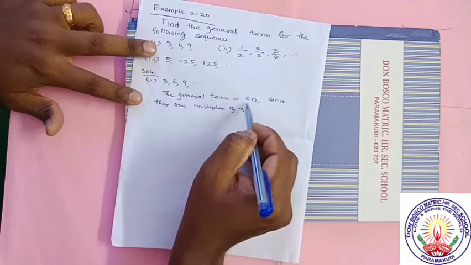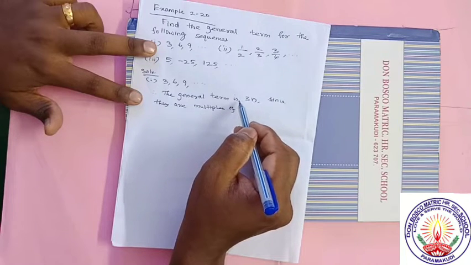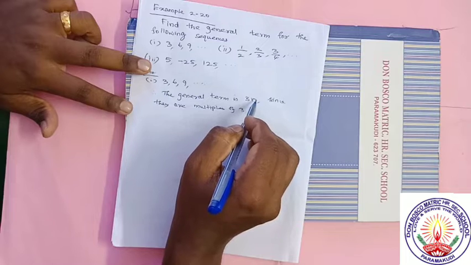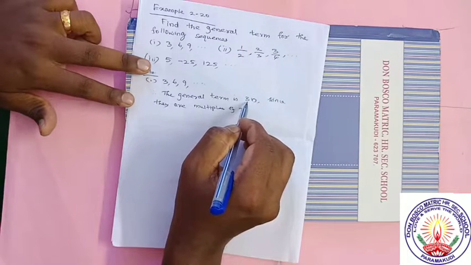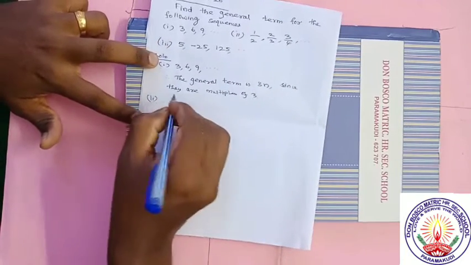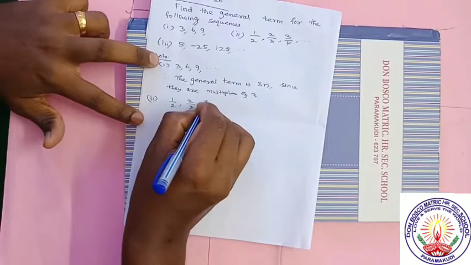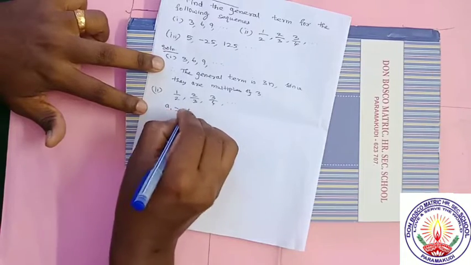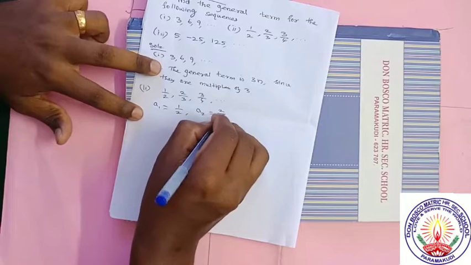So 3 into something: when n is equal to 1, it is 3, when n is equal to 2, it is 6, when n is equal to 3, it is 9, like that. So it is 3n. If it is multiples of 2, 2n. Multiples of 4, 4n, like that. The multiples of 3 means 3n. Look at the second question: 1 by 2, 2 by 3, 3 by 4, dot dot dot. Look at the first term, a1. a1 is equal to 1 by 2. a2 is equal to 2 by 3.